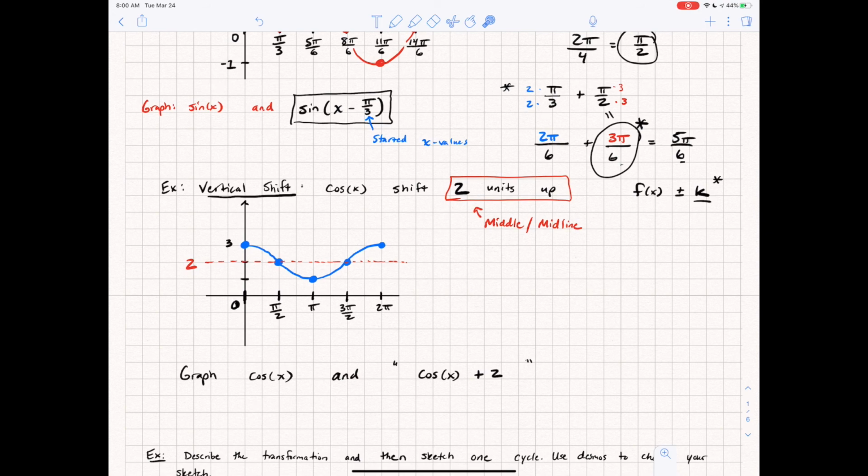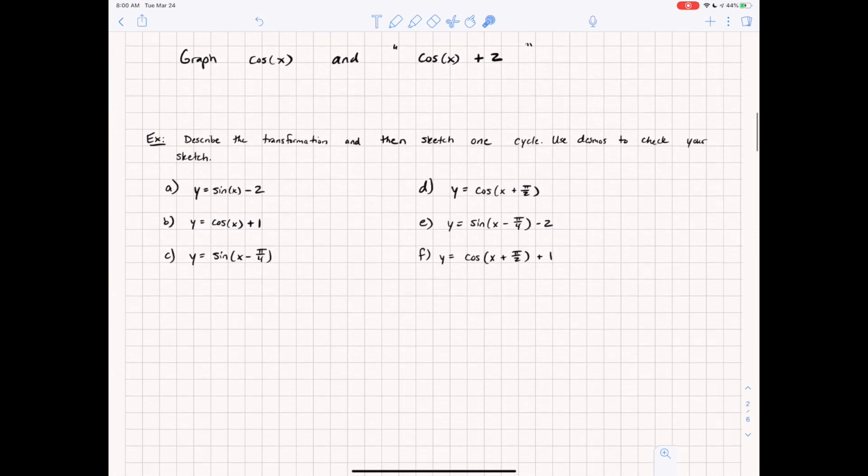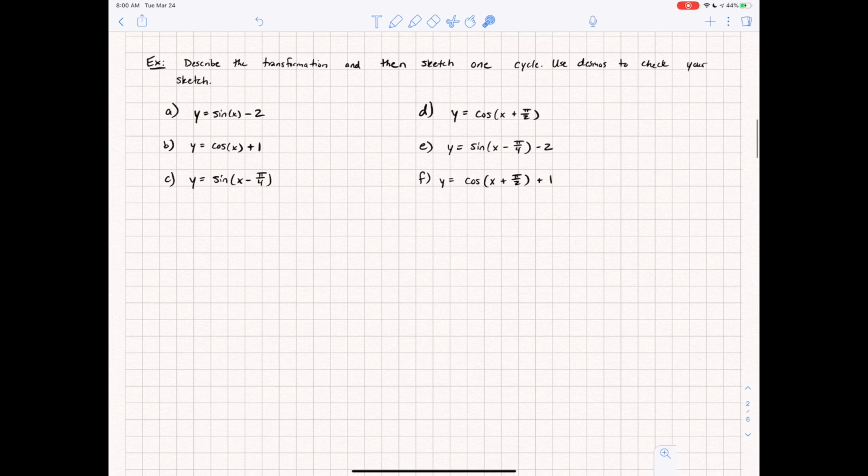Okay, and so to go through and do some practice with this, I have an example set up here, which is to describe the transformations and then sketch at least one cycle, using Desmos to check your sketch. So being able to type this in and compare between the original function and your result and see, did it match your description? So feel free to pause the video here and go through and attempt each of these problems. I'm going to go through and walk through the description.